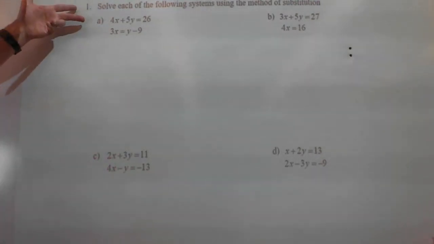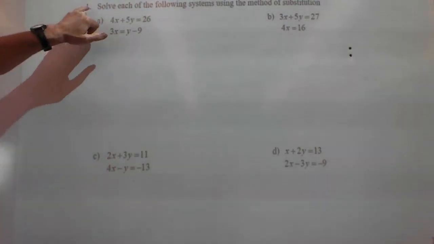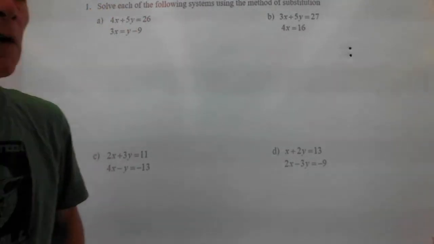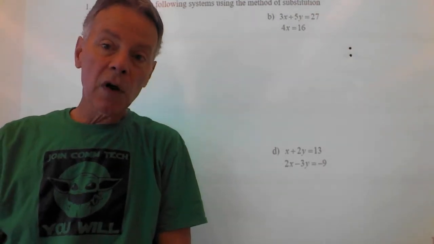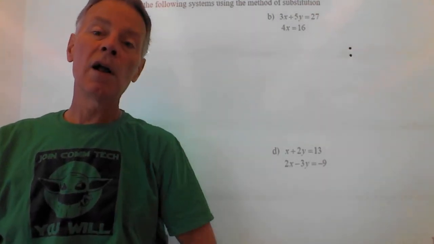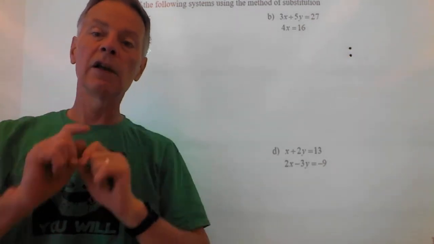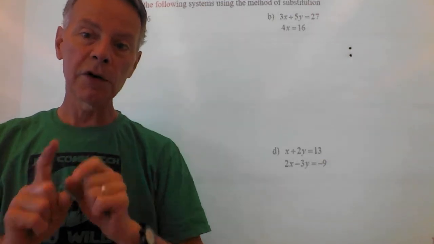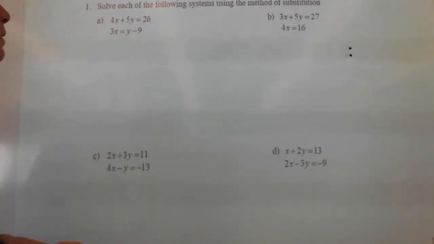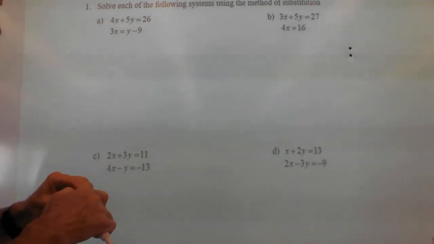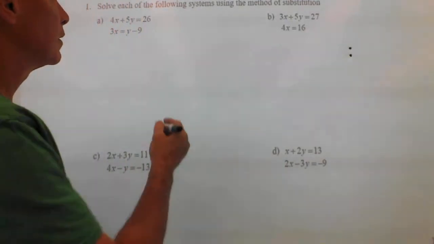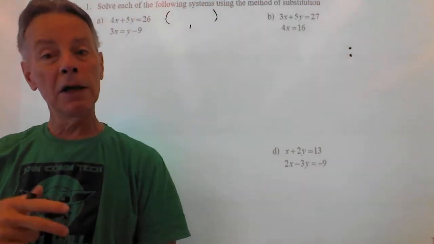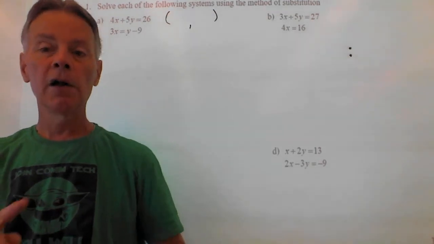So if we take a look at number 1a here, first of all, you'll notice that the direction is to solve each of the following systems. Remember, when we're solving a system, we're looking for that point where they intersect. Okay, the solution is that shared point that's common to both lines. So we know that at the very end of it all, our solution is simply going to be an ordered pair, right? Because that will be the point that they both share, the point where they cross.